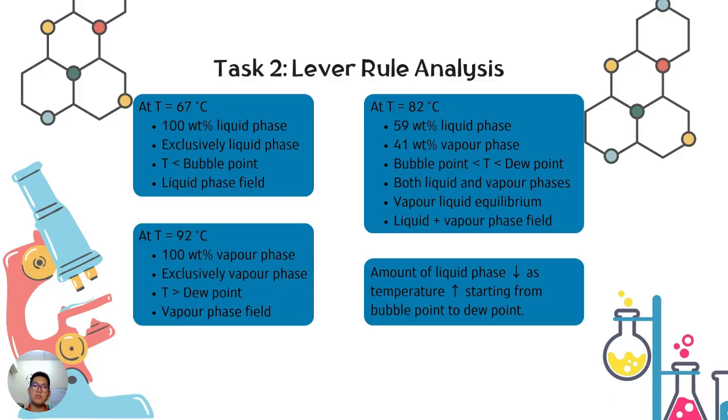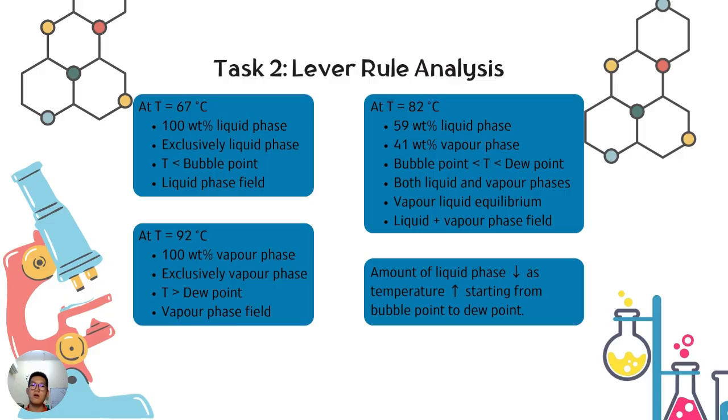mixture has 100% by weight of liquid phase. This means that the mixture has exclusively liquid phase within itself. This is due to the fact that the temperature of the mixture is below the bubble point. This shows that the temperature composition point is in the liquid phase field.